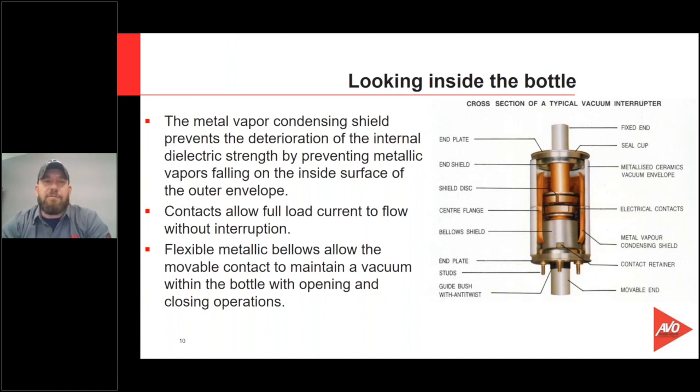The contacts allow full load current to flow without interruption. These flexible metallic bellows allow the movable contact to maintain a vacuum within the bottle with opening and closing operations. So just think of that. It's a simple operation, but it's critical to understand what's going on. And when we get into testing of the bottle, we'll get into testing that value of the lack of air inside of that bottle itself, and also testing the outer insulation portion as well.